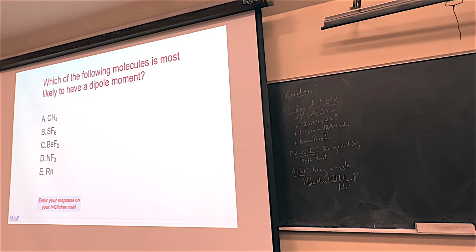So see if you can figure out which one of those on there is a polar molecule, and we'll go from there.